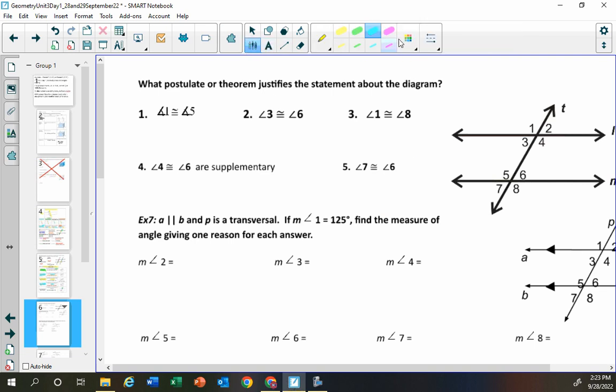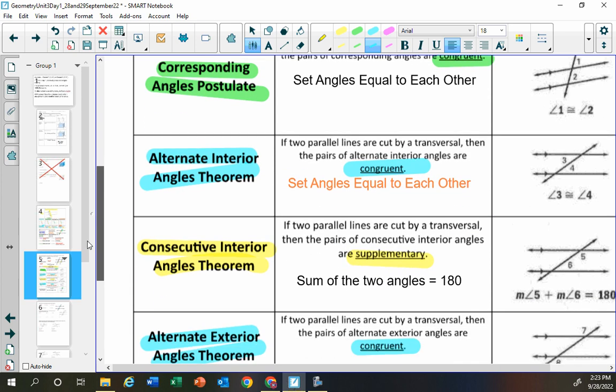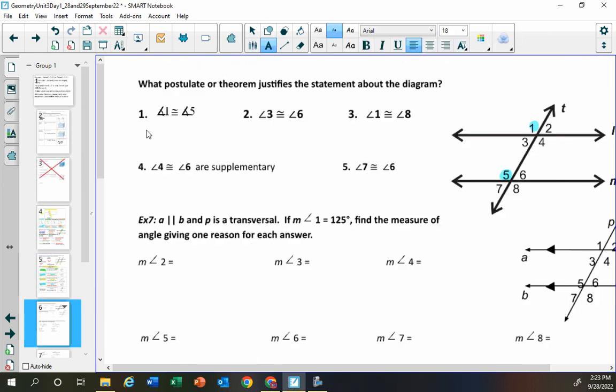So if you look at the first one, 1 and 5. Okay, don't worry about the words up here. You're going to answer by using one of... Is it corresponding angle postulate? Yup, or just corresponding angles. That's all you need to write. But that's how you're going to answer. It's going to be one of these 4 guys right here. So number 1, corresponding angles. Just write corresponding angles. And that's it. You move on.